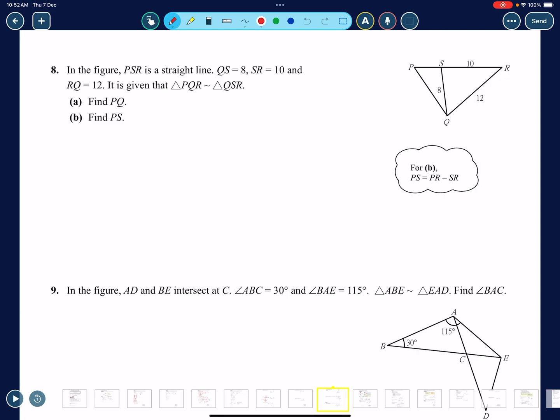Okay, now we go to maybe a more difficult one. Let's try number 8 here. PQR, just put it over here so it's easier for us to look at. PQR, they're sharing R though. So it's not these two triangles that are similar. It's actually PQR, this big one over here, and QSR, this one. So they're actually overlapping each other. You gotta be careful with that. So find PQ. And make sure all this information is drawn for you. 8, 10, 12 are there already, so that's good.